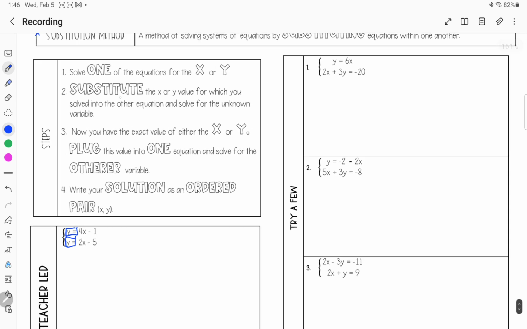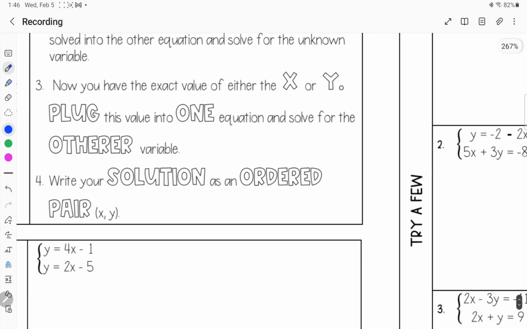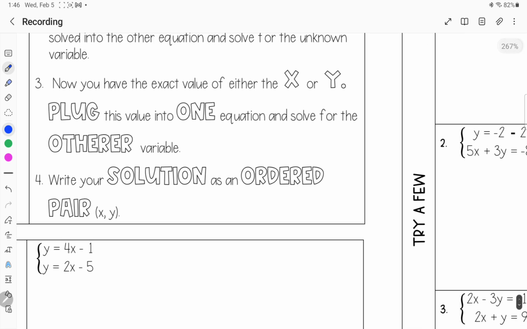Step number 2, you're then going to substitute the x or y value for which you solved into the other equation and solve for the unknown variable. This is why it gets confusing to you. This tells me that y equals this. This tells me that y equals this. That means wherever I see y equal to y, they need to be equal. My y's need to be equal.